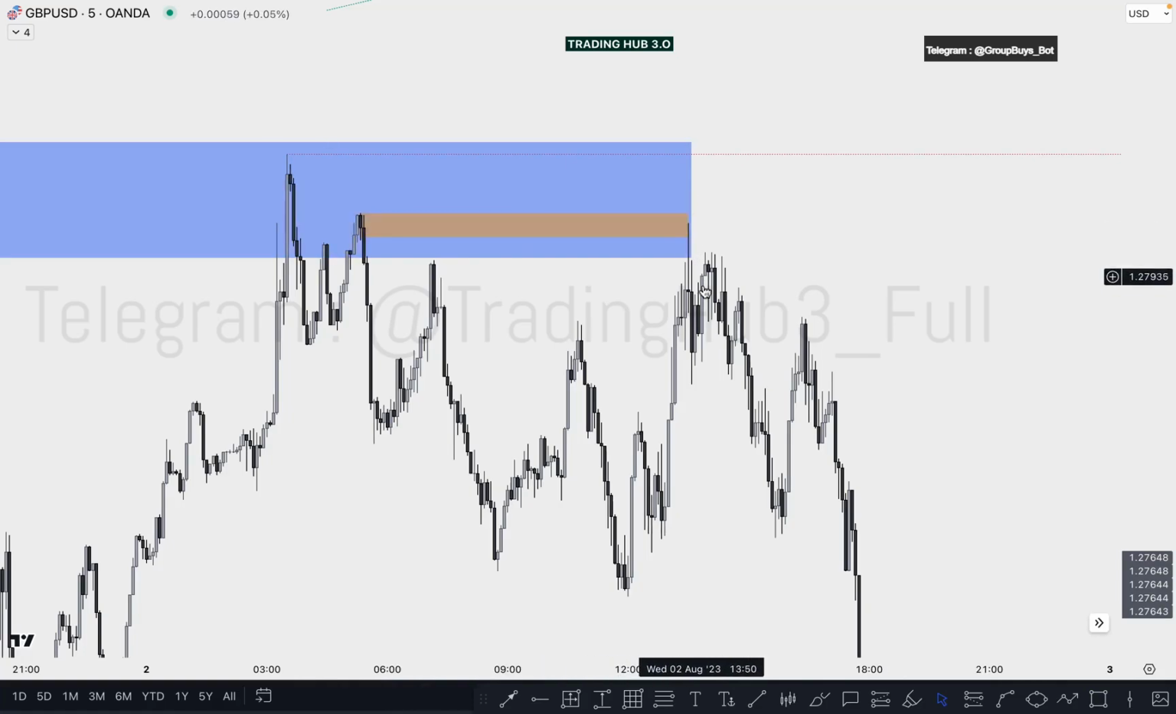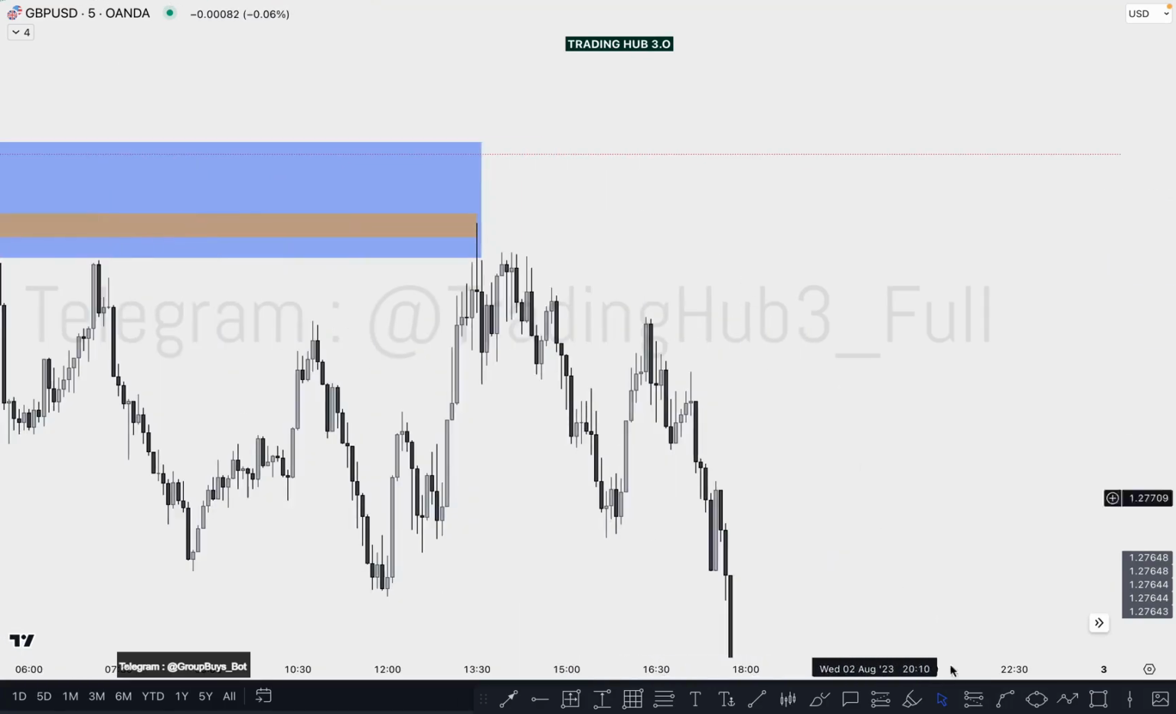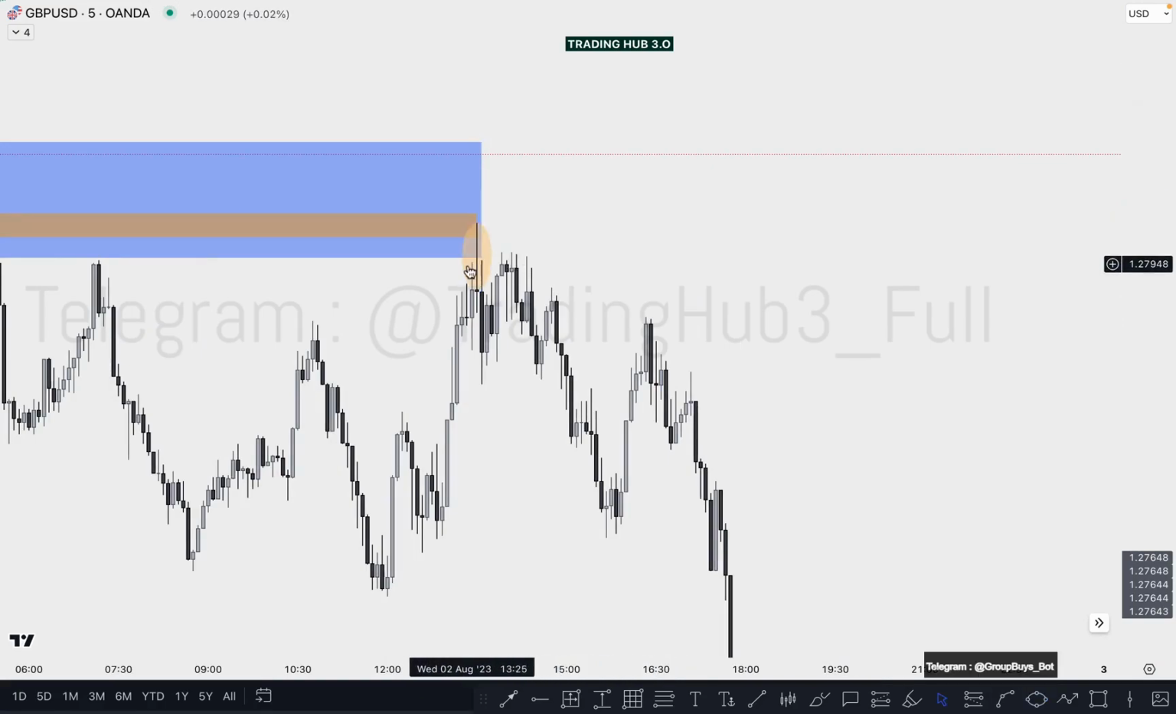Market tapped here and then created a single candle order block, creating a previous candle high sweep here. You can also sell at this point. I'm going to show you exactly at this point, right? Because this candle grabbed the previous candle high liquidity, pushed downside, and the next candle opened here.